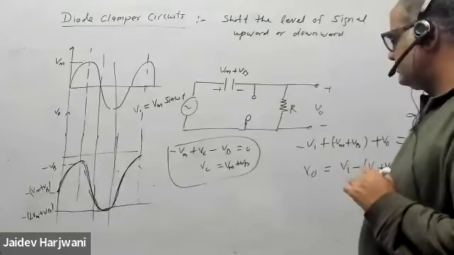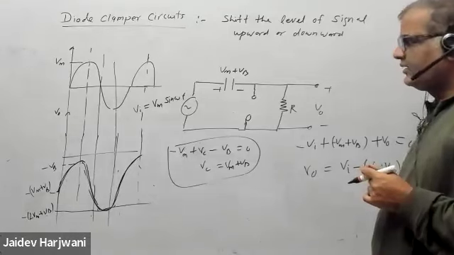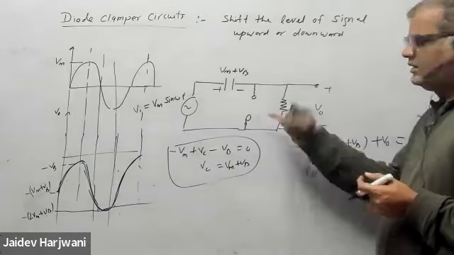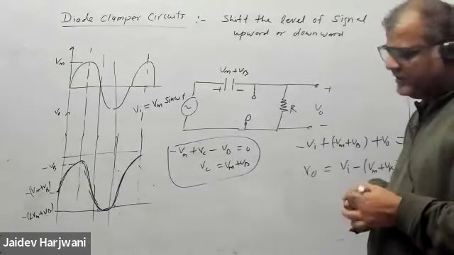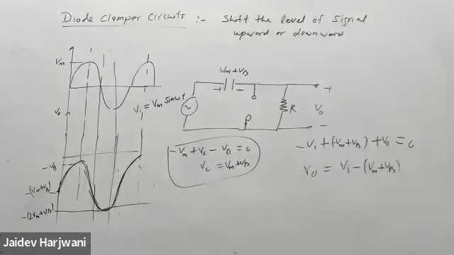So these are all examples of negative clampers, because there's no further choice. Now we can only do it with one diode. We can do it like this only.